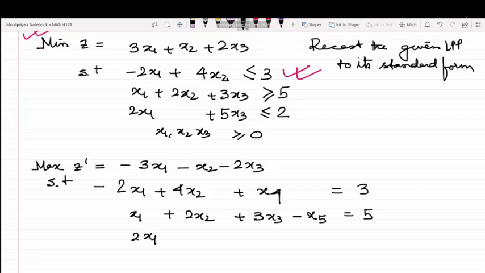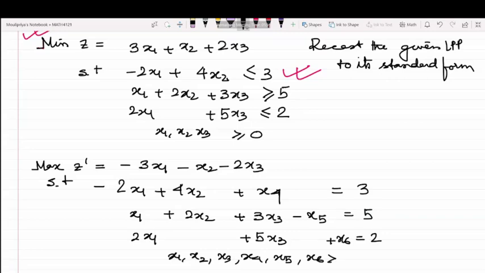You have 2x1 plus 5x3. This is less or equal to type. So about this, what is to be done? Plus x6 equal to 2, where x1, x2, x3, x4, x5, x6 are all greater than equal to 0. See, am I okay till this?